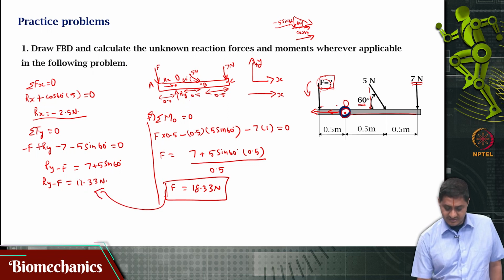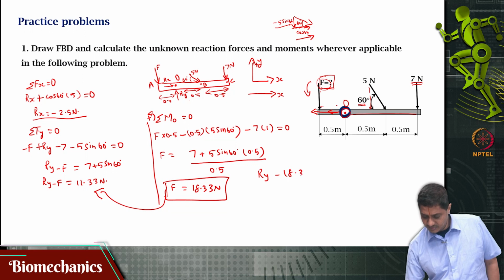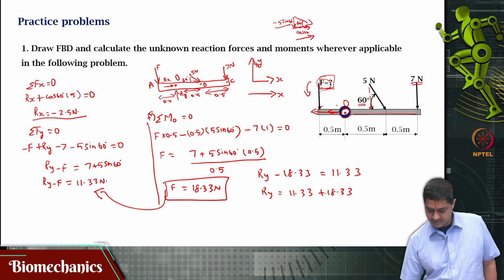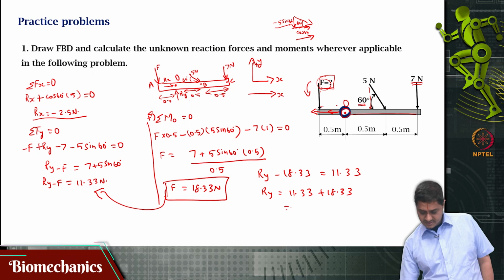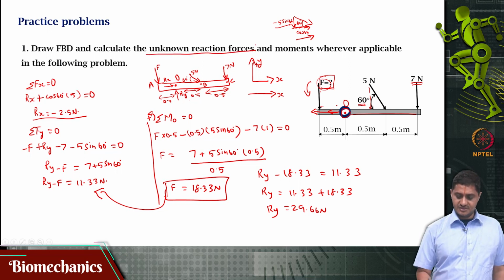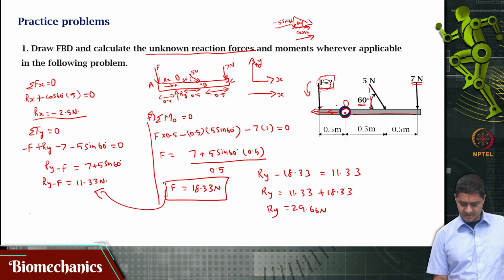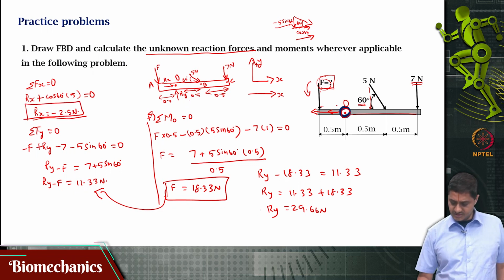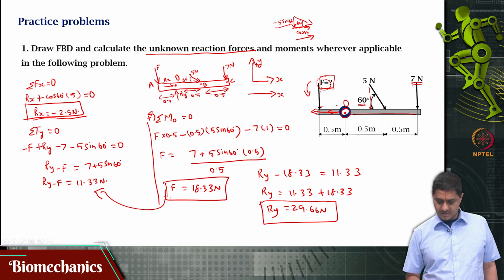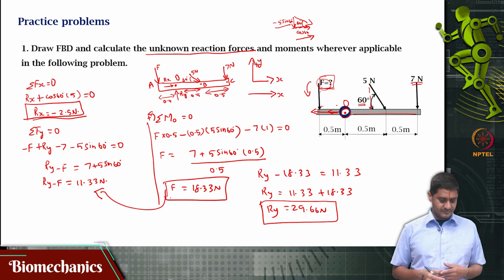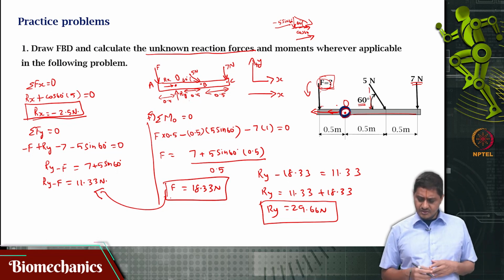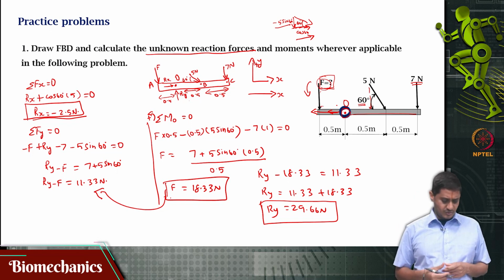Now, substitute this F in this equation, which is Ry minus 18.33 is 11.33. So, Ry is 11.33 plus 18.33, that would be 29.66 newtons. This is Ry. What is the question? Calculate all the unknown reaction forces, or all the unknown forces. In this case, we have found that Rx is minus 2.5 newtons, Ry is 29.66 newtons, and F is 18.33 newtons.